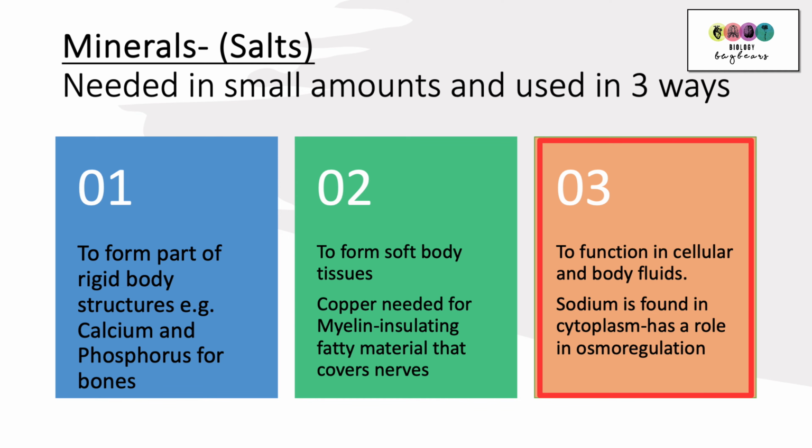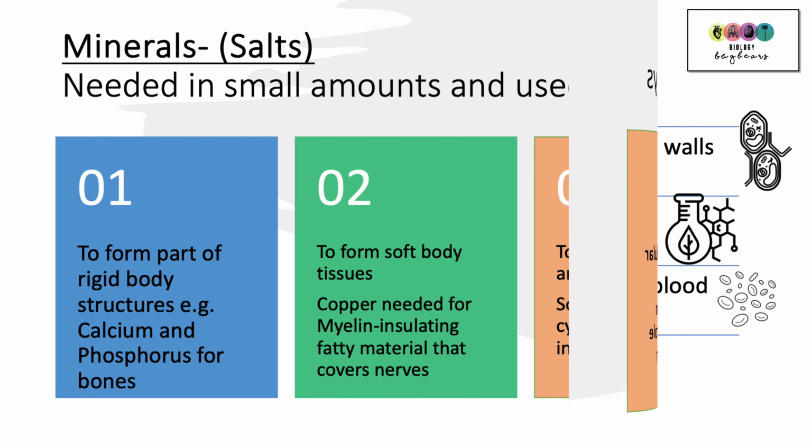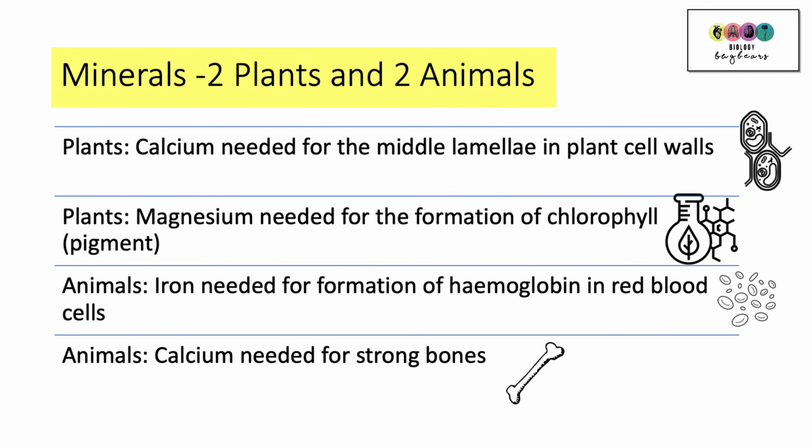For example, sodium is found in cytoplasm and it has a role in osmoregulation, so maintaining or regulating the water balance. We have to give examples of 2 minerals that are used by plants and 2 that are used by animals, or found in animals and plants.